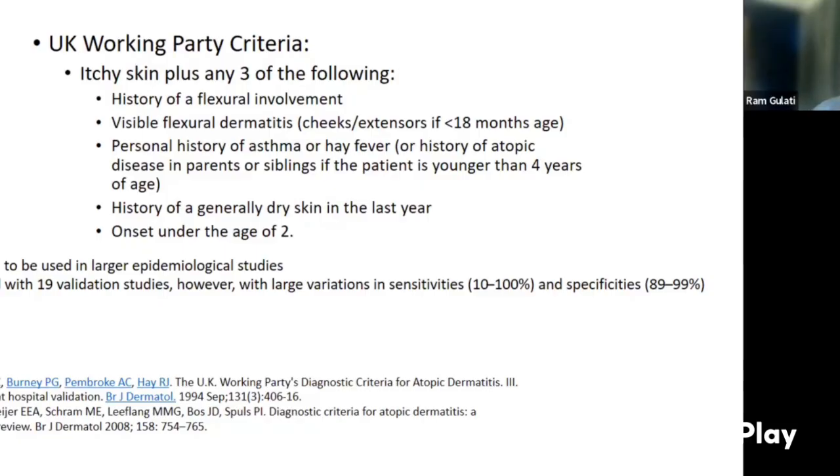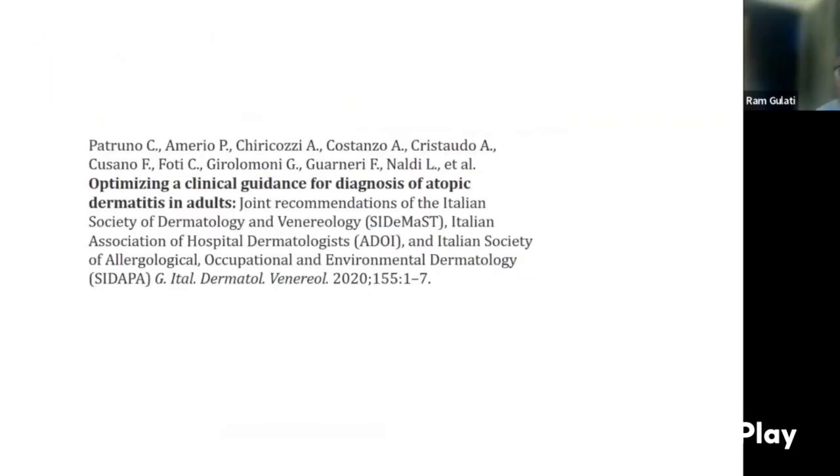They are in fact designed to be used in larger epidemiological studies as well, because they are quick to follow and save time. And they've been validated in 19 studies, even though the sensitivity in the studies has varied quite widely between 10 to 100%, and specificity is quite high, 89-99%. I think itching is the one which increases the sensitivity, and the other 5 criteria probably try to make it more specific. So this is something which is much more widely used.